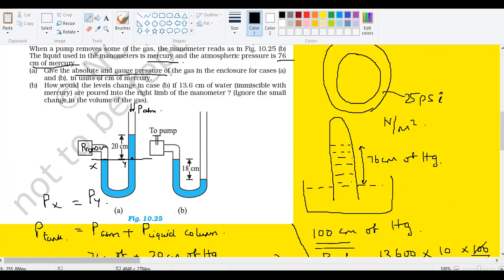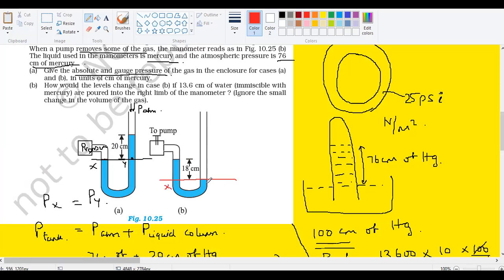When a pump removes some of the gas, which means it is removing the gas, the pressure should decrease. If the pressure decreases, what happens? The mercury will try to go up this way. Let's go back to the basic concept here. Just like this one, I have to put a line. Should I put the line on the top, or in the bottom? Which one is correct? Bottom, yeah. So bottom is the correct one.